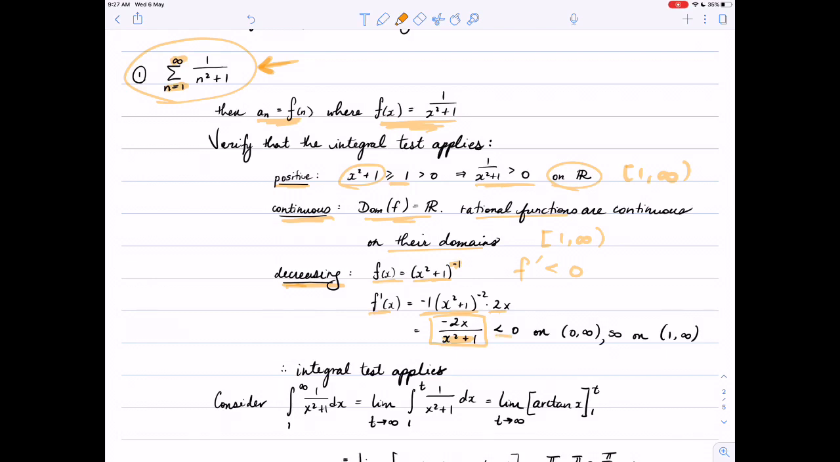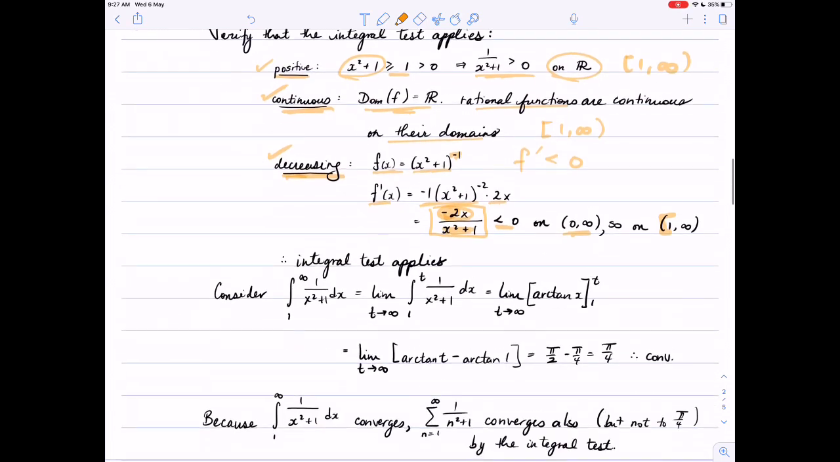So this is negative when the numerator is negative. Minus 2 is already negative, so it is negative when x is positive. So on 0 to infinity, so clearly on 1 to infinity as well. So we have our three conditions, so we can apply the integral test.